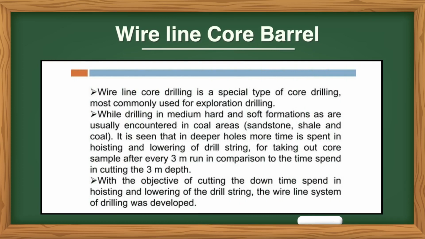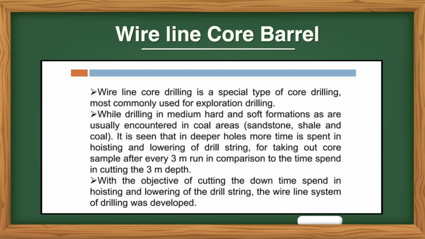Next is wireline core barrel. Wireline core drilling is a special type of core drilling most commonly used for exploration drilling. While drilling in medium hard and soft formations, as are usually encountered in coal seams, sandstone, shale and coal, it is seen that in deeper holes more time is spent in hoisting and lowering of the drill string for taking out core samples after every 3 meter run, in comparison to the time spent in cutting the 3 meter depth.